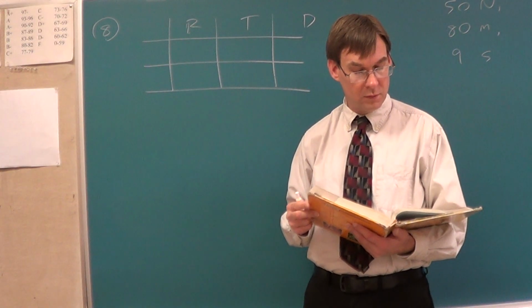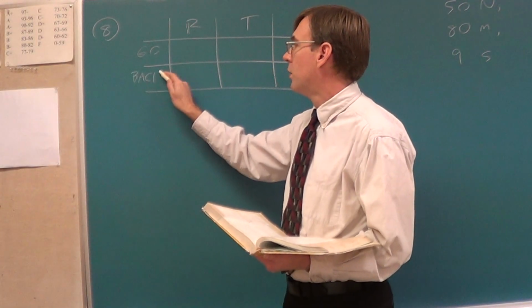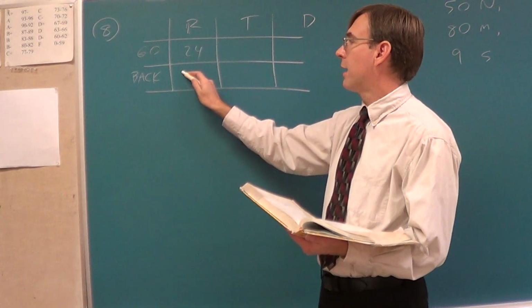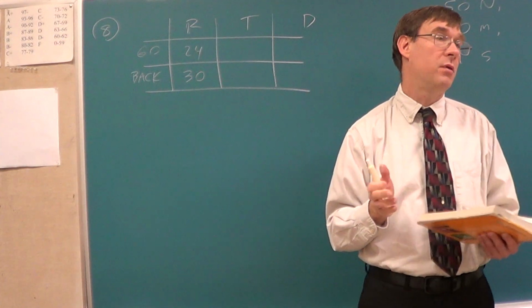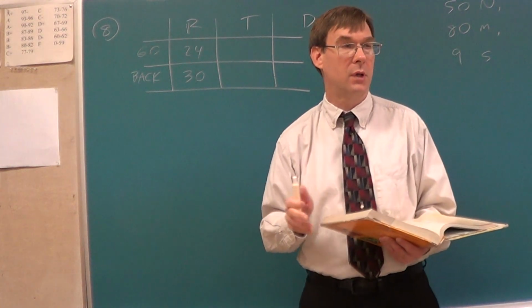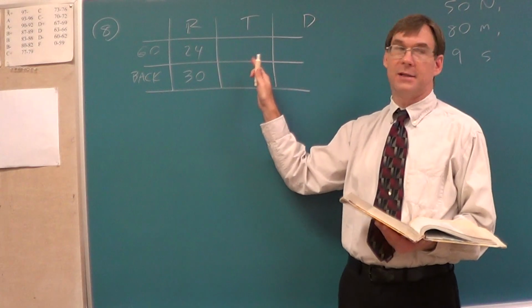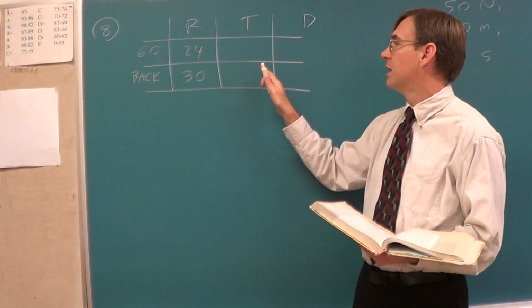She's going to go, and then she's going to come back. What was her going rate? 24. Her back rate is 30. Question about that? We've done that a good bit. If the rates are numbers, you're pretty much guaranteed that the times are going to be letters, variables. There's got to be something that's unknown.